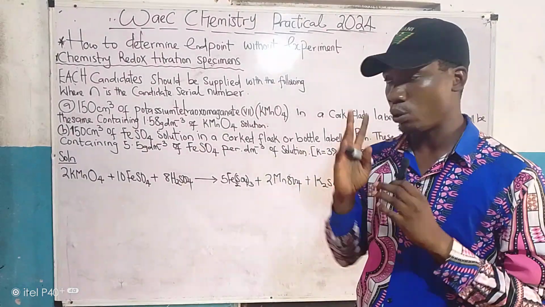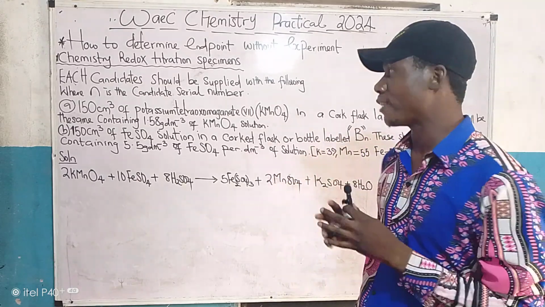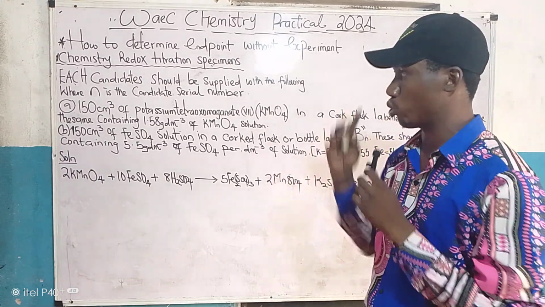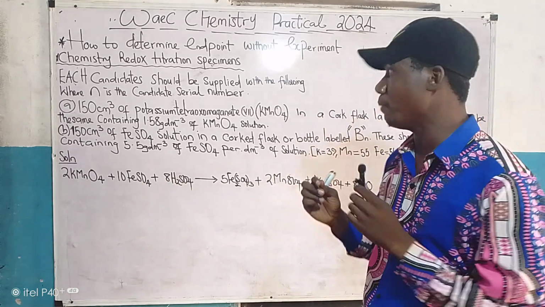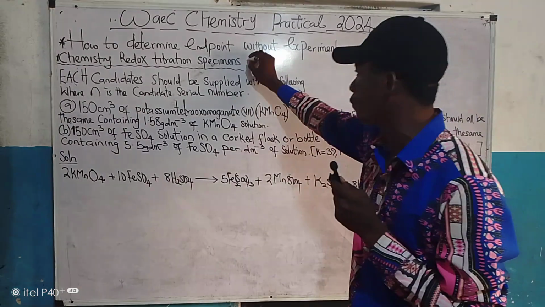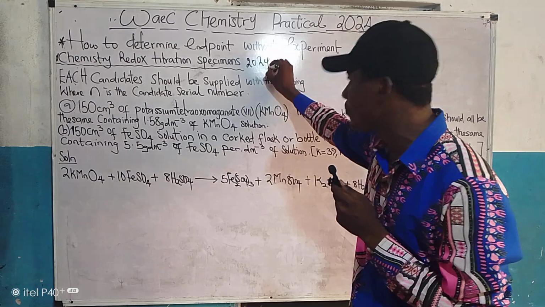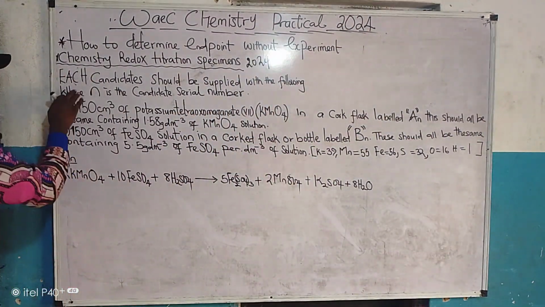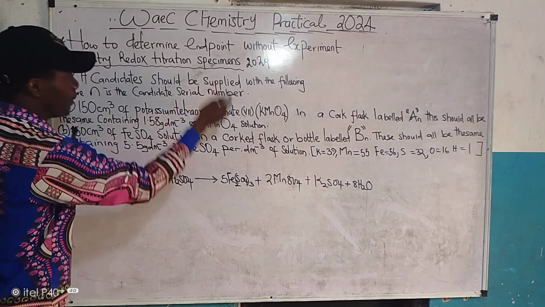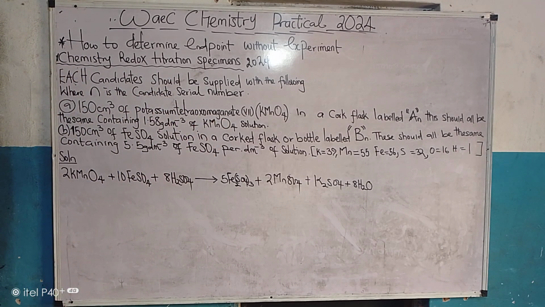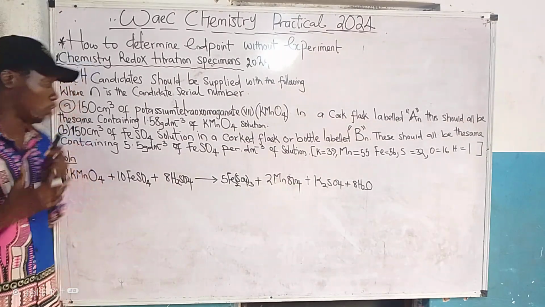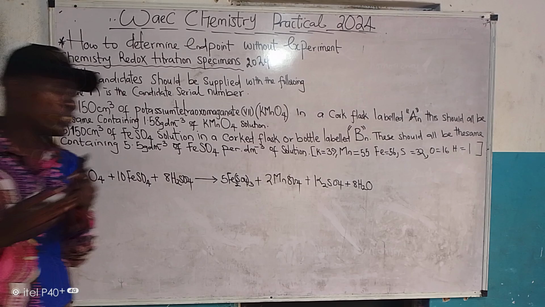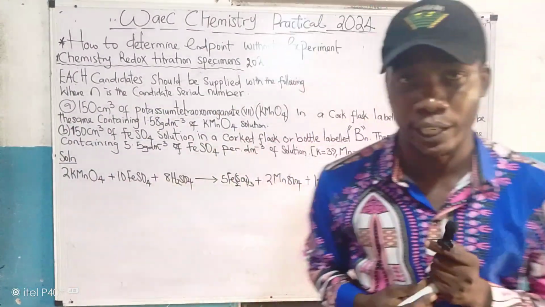All you need to do is to get the specimen that is to be provided by your school. From the specimen that is provided for the 2024 WAEC exam, the specimen stated that each candidate should be supplied with the following, where N is the candidate serial number. Now, what does this specimen contain?